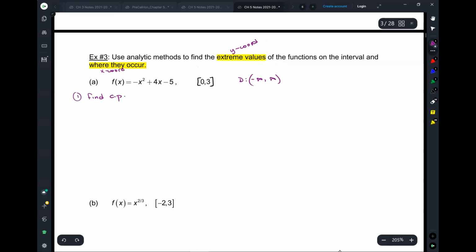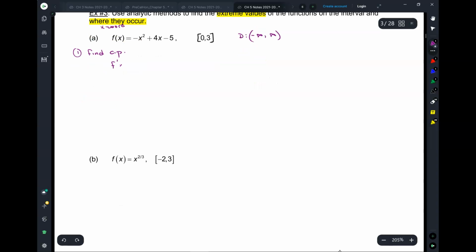So first, let's find the derivative. This is why we learned chapter 3 or 4. Negative 2x. Thank you. We're going to set this equal to 0. So how much is x? 2. This is your critical point. This is where f prime of x is equal to 0.